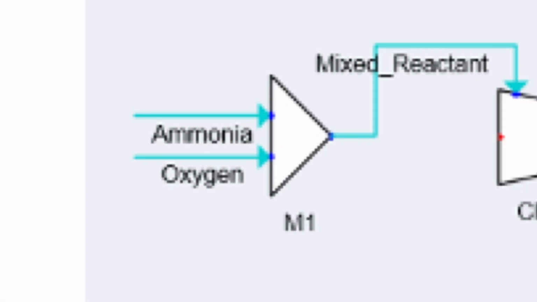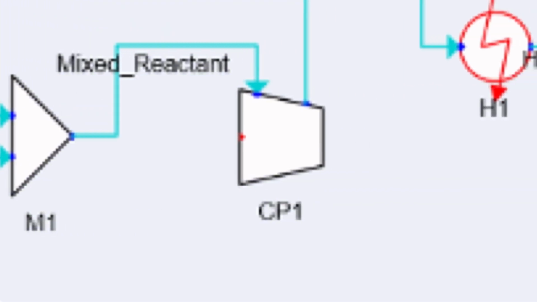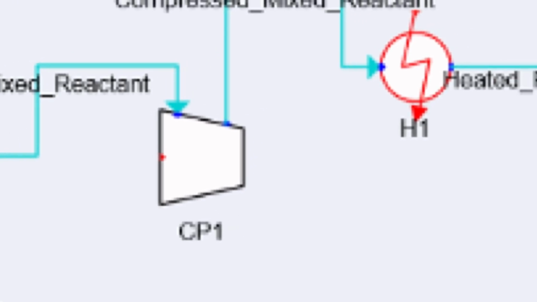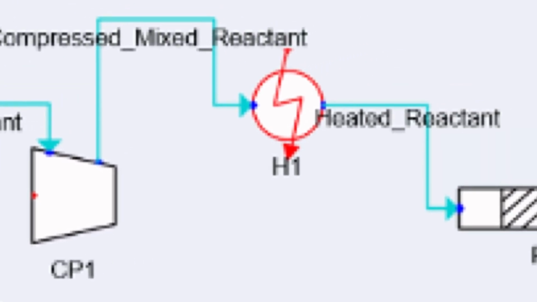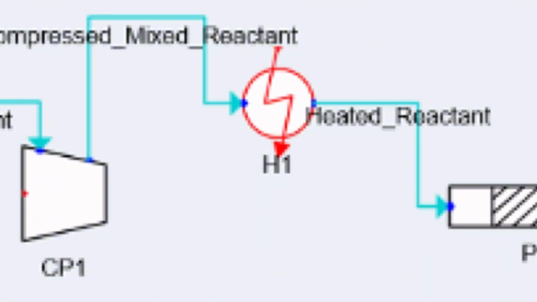approximately 101 kPa. Once mixed, the gas stream enters the compressor where the pressure is increased to 1000 kPa. This compression step is crucial to enhance reaction efficiency in the next stage. After compression, the gas mixture is heated in the heater to 950 degrees Celsius. This high temperature is necessary to facilitate the oxidation reaction that occurs in the packed bed reactor.